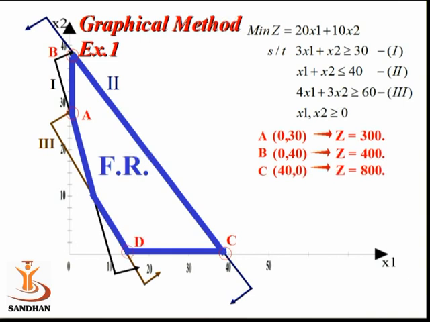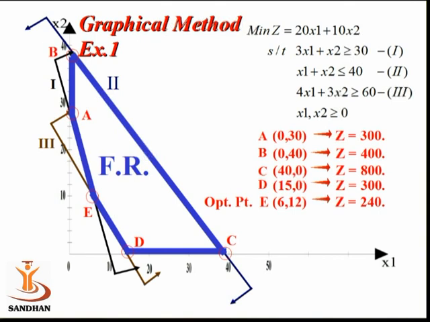Similarly, we proceed to the next corner, that is D. The coordinates of D are 15, 0, and the value of the objective function at the point D is 300. The next point is E, and E has coordinates 6, 12. On putting that in the objective function, we get the value of z equal to 240.